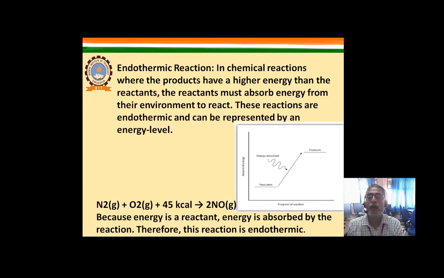Now what is an endothermic reaction? A chemical reaction where the products have a higher energy than the reactants. In the figure you can see that the product has a higher energy level than the reactants. Reactions that have products with higher energy than the reactants must absorb energy from their environment to react. These reactions are endothermic and can be represented via energy level as shown in the diagram. In an endothermic reaction, the process absorbs energy.